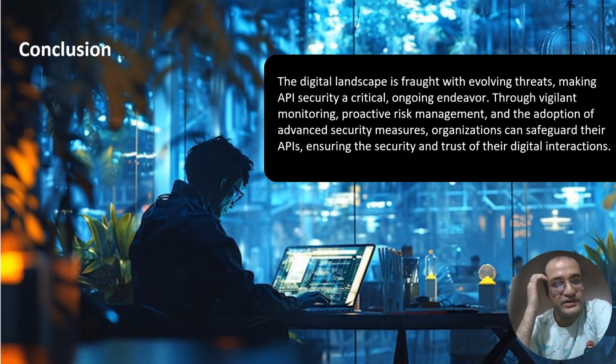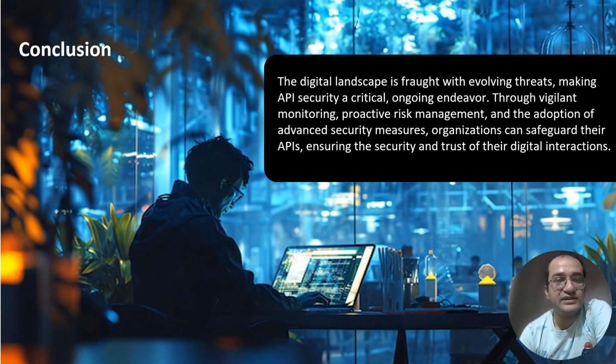So as we reach a conclusion, we see the digital landscape is actually fraught with evolving threats, making API security a critical and ongoing endeavor. Thorough, vigilant monitoring, proactive risk management, and the adoption of advanced security measures are required to safeguard APIs in an organization. By understanding the unique vulnerabilities of APIs and implementing robust security protocols, businesses can also protect their data, maintain their customer trust, and support seamless digital operations.